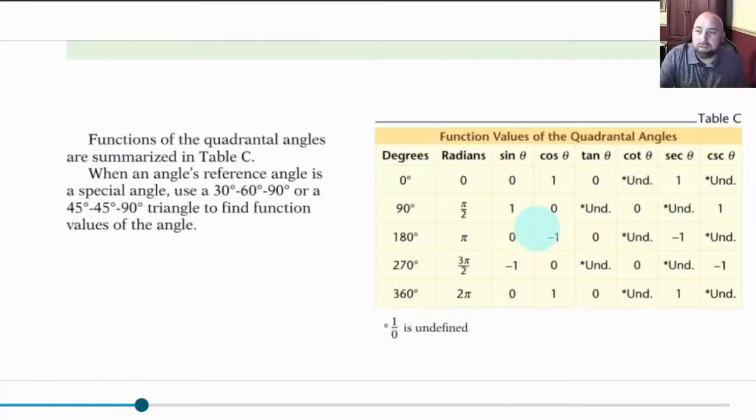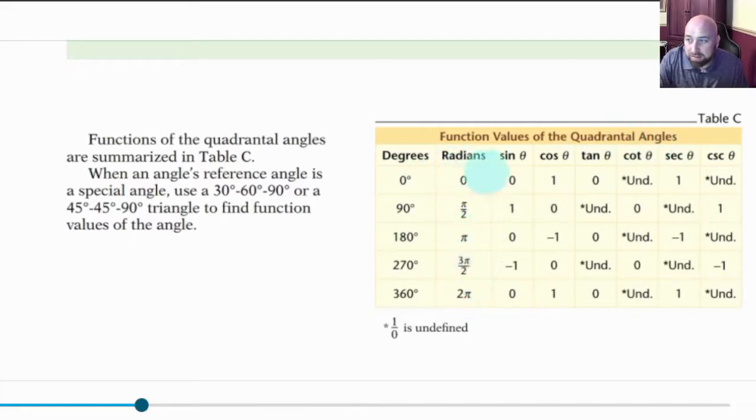All right. So I said I wasn't going to go over that. I'm not going to take the time to go through all of it specifically because they give you this chart right here. Table C. Remember, whenever you see a table in the book, it's very important. So here they give you the degrees, 0, 90, 180, 270, and 360. Remember, these are the quadrantal angles right there. They give it to you also in radians.